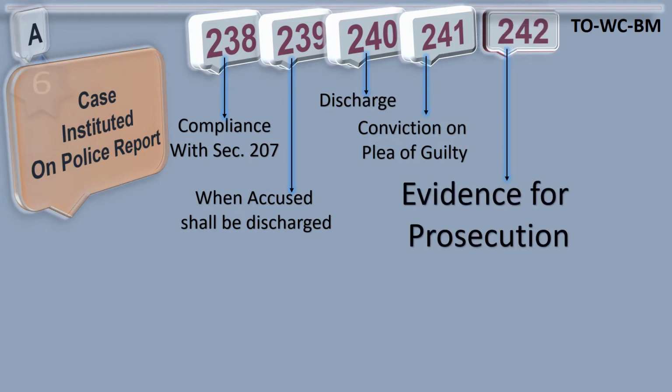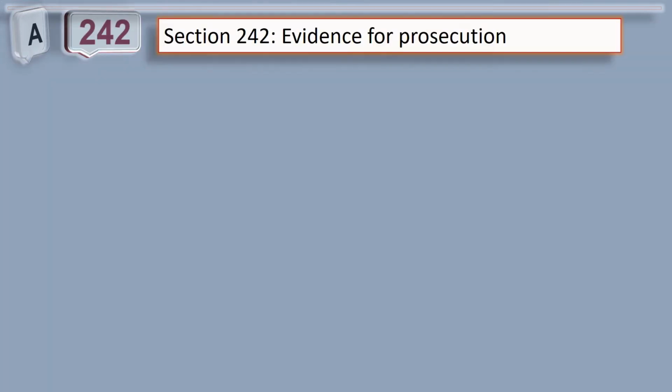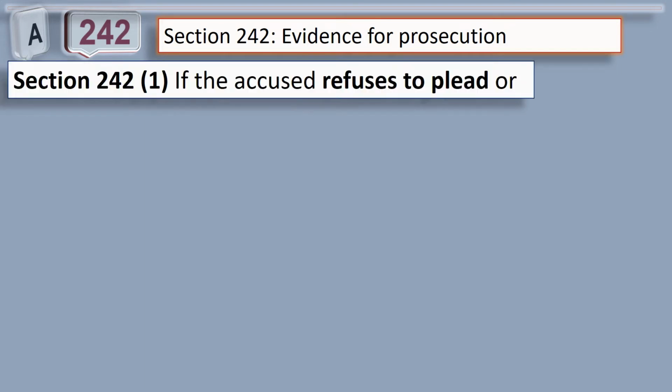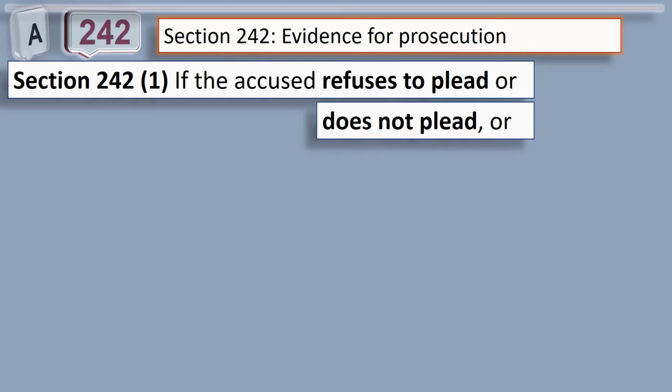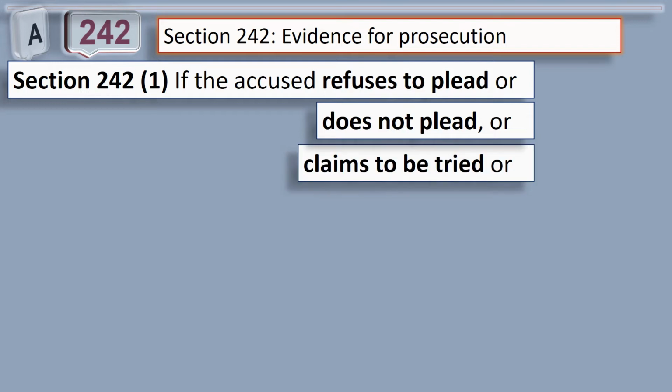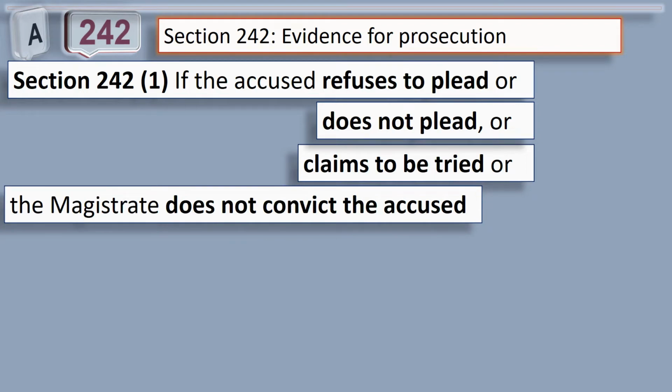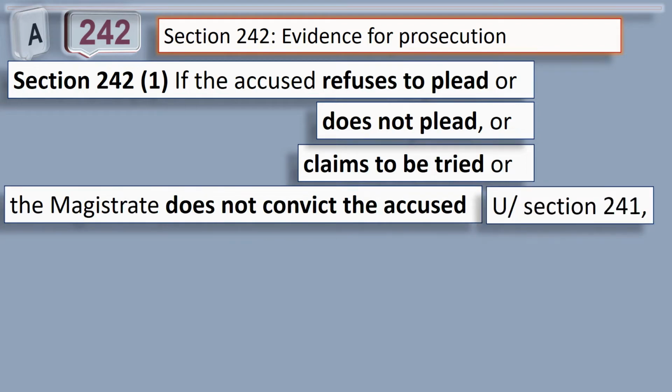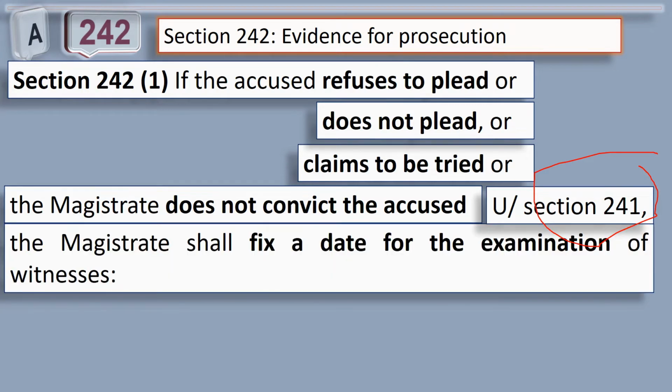The case always begins with evidence for the prosecution. Section 242 subsection 1 has many options. Check it properly. It has many conditions. If the accused refuses to plead guilty, second, if the accused does not plead guilty, third, if the accused claims to be tried. Also, if the magistrate does not convict the accused under section 241, which is when the accused says I am guilty, but the magistrate says no, I want to check it out. In all such conditions, the magistrate shall fix a date for examination of witnesses.